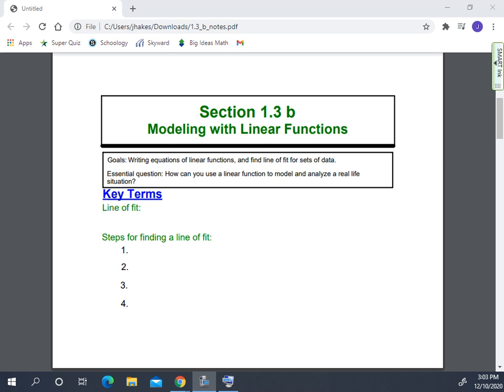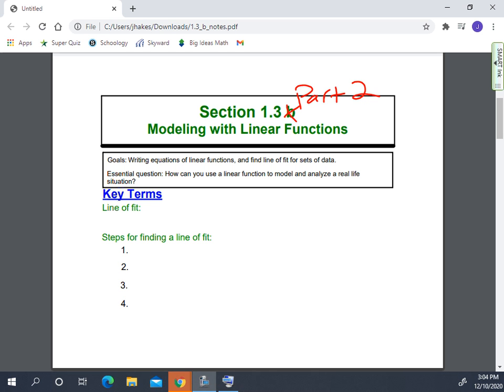Okay, this is section 1.3, part 2. In this section, we're going to be working with linear functions again. Okay, we're still working on lines. This one's just a little bit different.